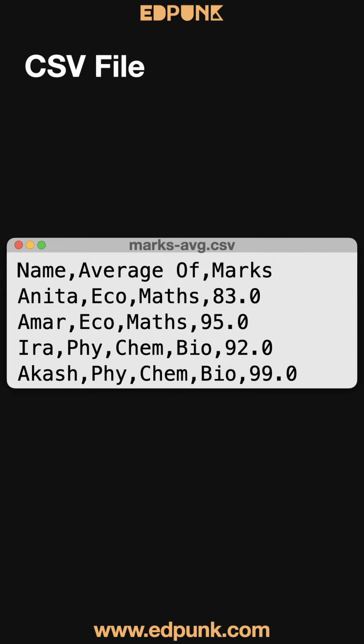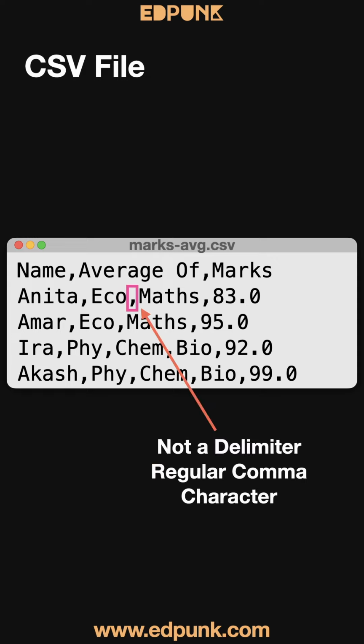Now, let us take another example CSV file which demonstrates the need of quote characters. The CSV file contains three fields: name, subjects for which average marks are calculated, and the average marks. The subjects for which average marks are calculated are separated by comma, which is also the delimiter used in the CSV file.